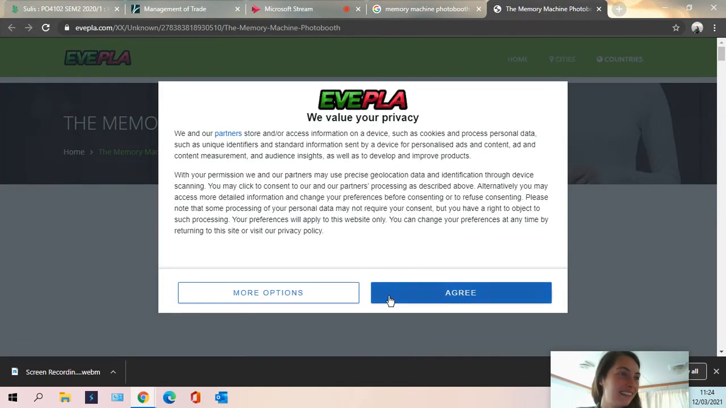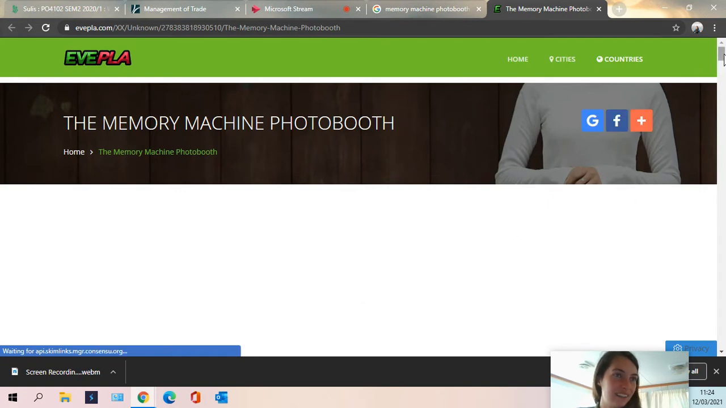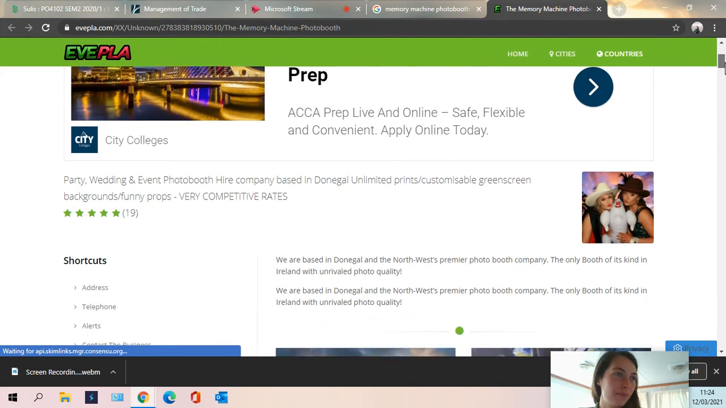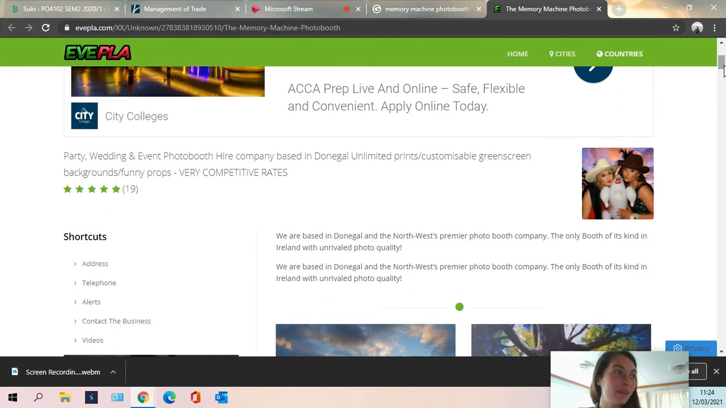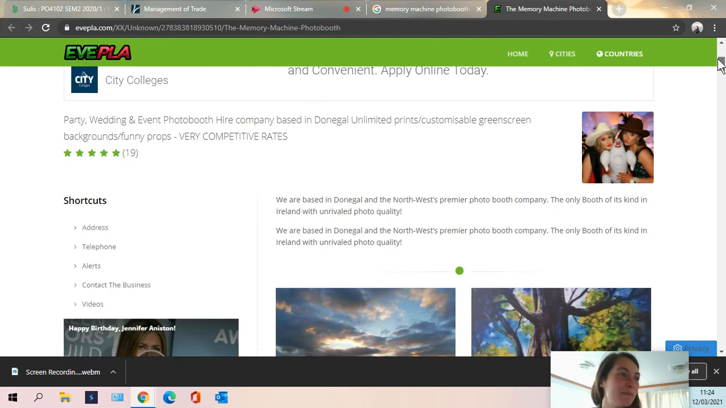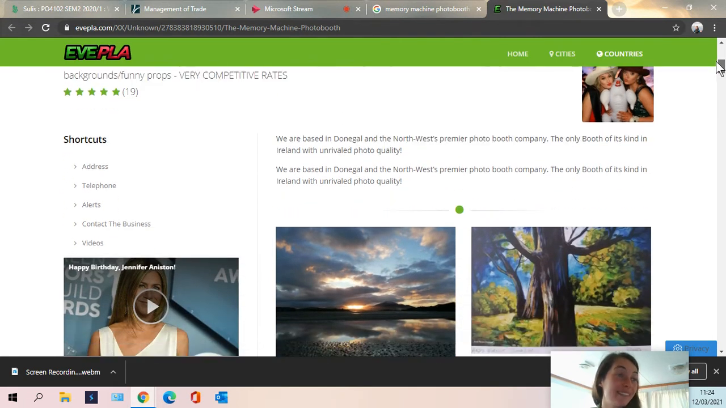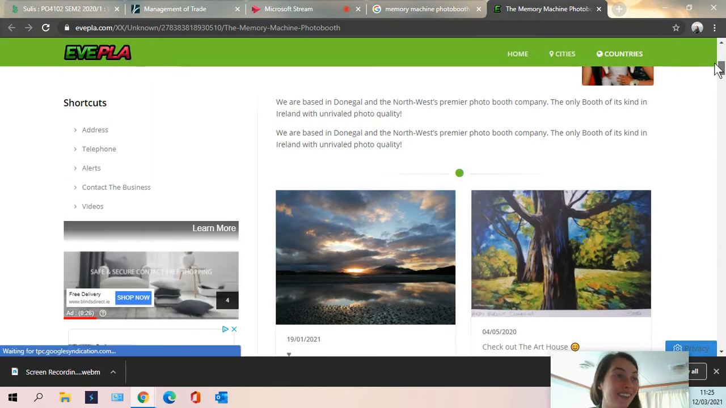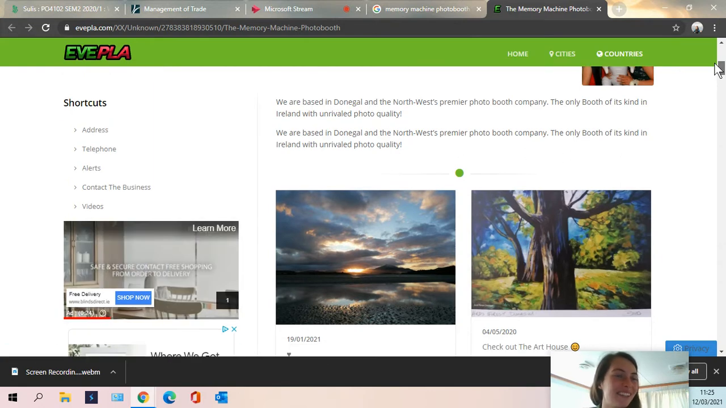Let's see. Party, wedding, and event photo booth hire company based in Donegal. Unlimited prints, customizable green screen backgrounds, and funny props, very competitive rates. See how I've just thrown that in there in capital letters? This is from our Facebook page. We are based in Donegal and the Northwest, Premier Photo Booth Company, the only booth of its kind in Ireland with unrivaled photo quality. We are based in Donegal in the Northwest. Okay, that's just the same thing again. I don't know why it does that.